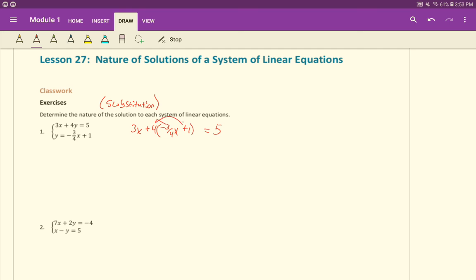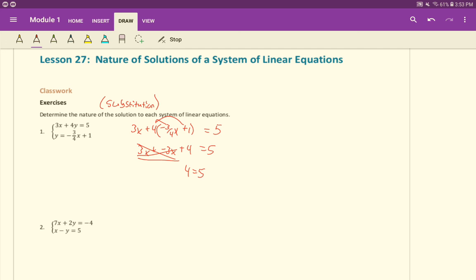We'll distribute the 4. 4 times negative 3/4 is negative 3x. 4 times 1 is 4. These cancel out. 3x and negative 3x make 0. And so we get 4 equals 5. Now that's a strange situation. When does 4 equal 5? Pause the video and think about that.